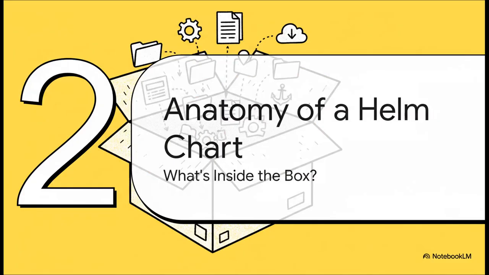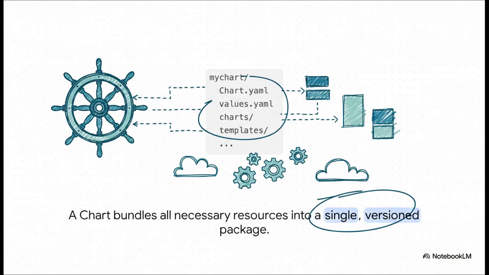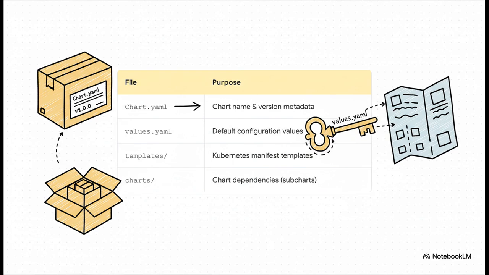Okay, so we know a chart is a package, but what's actually in the box? Let's pop the lid and take a closer look at the file structure of a typical Helm chart. So this here is the typical directory structure of a Helm chart. You can see a few key files and folders right away, like chart.yaml and a templates directory. This standardized structure is exactly how Helm keeps everything organized that it needs to deploy an application. Let's break down what each of these pieces actually does. All right, let's look at what these files do.